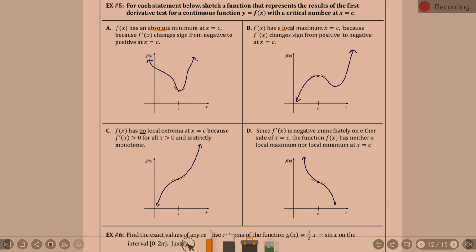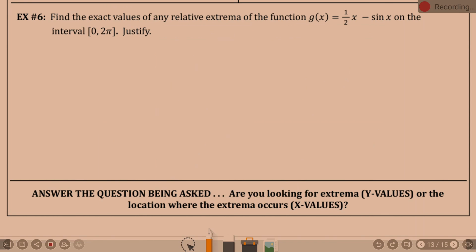Moving on. Number 6. Find the exact values of any relative extrema of the function g of x on the interval 0 to 2 pi. Justify.